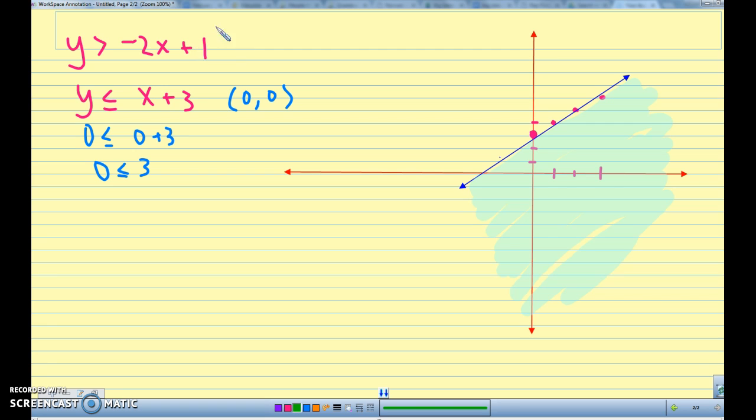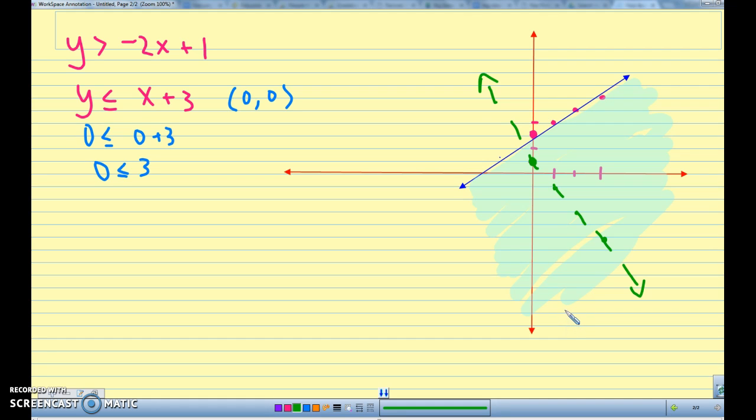The other one was this top one, negative 2x plus 1. So I start up at 1 on my y-axis, because that's my y-intercept, and that slope is negative 2 over 1. So I'm going to go down 2 over 1, down 2 over 1, down 2 over 1. I see that it's not a solid line, it's a dashed line. So I'm going to draw in my dashed line. I know it's beautiful and straight.